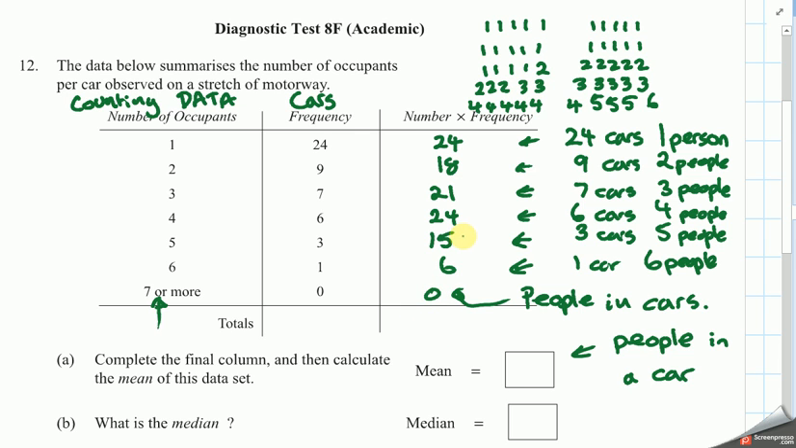And that adds up to 108 people. So the mean is 108 people in a total of 5 by 5 by 2, so that's 50 cars. So the mean is 108 divided by 50, which is 2.16 people per car.